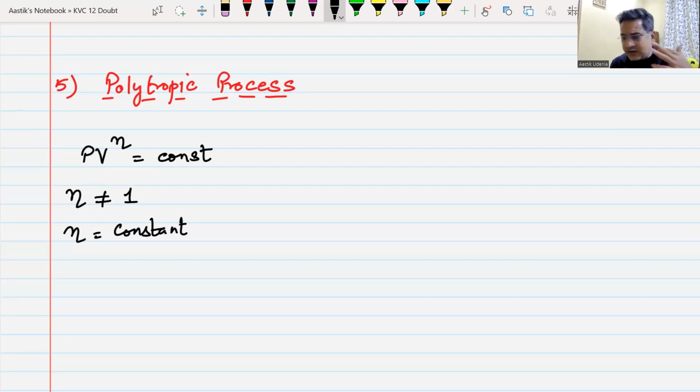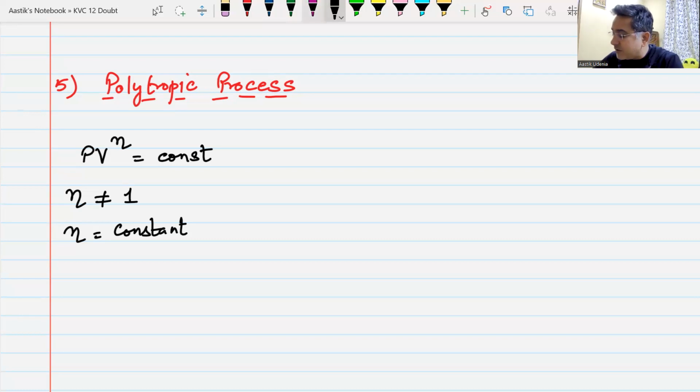Eta could be anything, but not 0 and 1. Because if it is 0, then P is constant, it becomes an isobaric process. So eta could be 2, 3, 1 by 2, minus 1 by 2, 3 by 2, anything. Now, whenever you encounter these polytropic processes, every process, whether it's polytropic or adiabatic or anything, will have a specific molar specific heat. Every process will have work done, and every process will have change in internal energy.